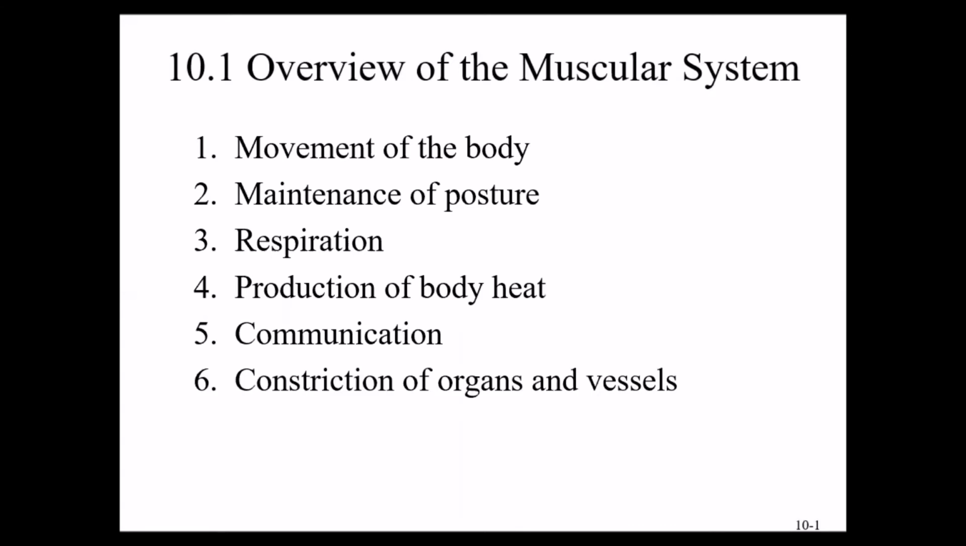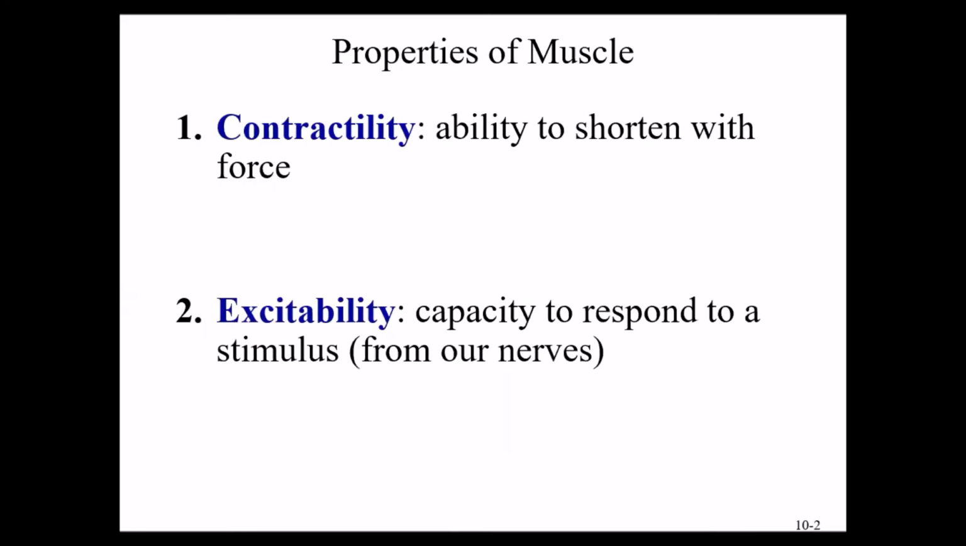constriction of organs and vessels. That's a special type of muscle called smooth muscle, which we'll look at. Contraction of the heart, again, another special type of muscle, that's cardiac muscle. And then we have some properties of muscle. Muscle tissue has some main properties, and this is a little review back from chapter 4, but there's several main properties that you'll find in all muscle tissue.